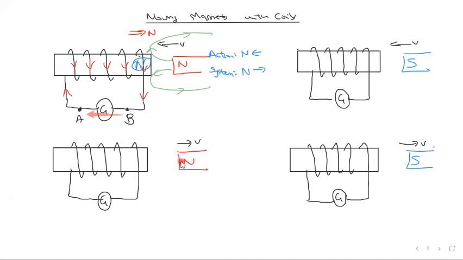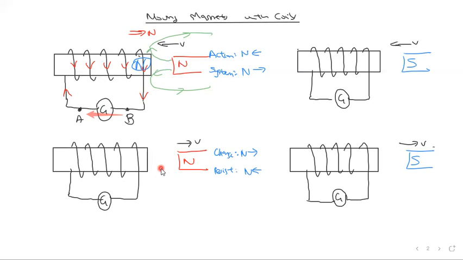In this case, we've got the North Pole going away. So the action in this case is the North Pole moving away. That's the change. And so Lenz's law will say what will happen is you want to oppose that. So you want to, in this case, pull the North Pole to the left, which in this case means attraction.